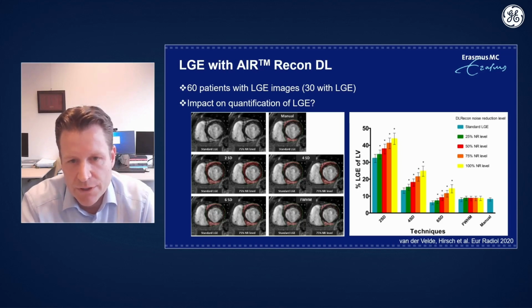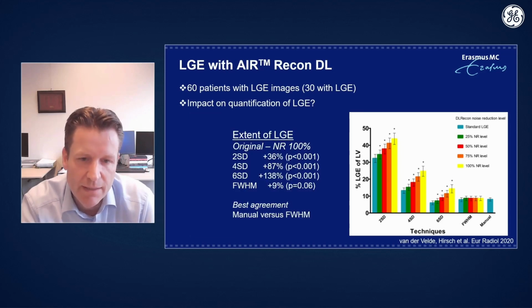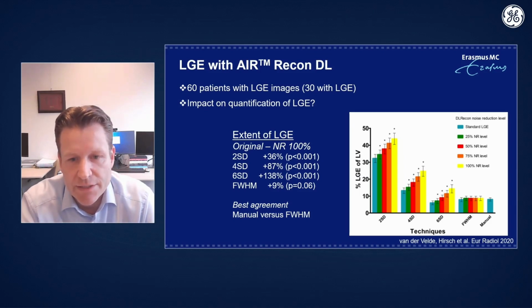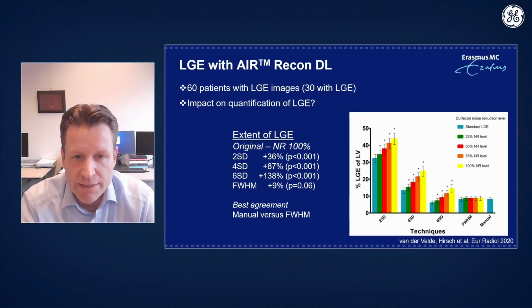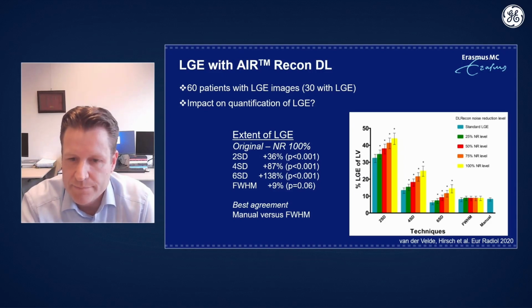hyperenhancement. And of course, if you use a technique that has noise reduction, then the percentage of late enhancement will increase. So what we found is that if we look at these thresholds, then if we look at the 6 standard deviation, it can increase more than 100%. So the percentage of late gadolinium enhancement of the left ventricle increases more than 100%. I think the full width half maximum is the best. It's much less reliable on the noise. So there's the best agreement between the manual and the full width half maximum method.